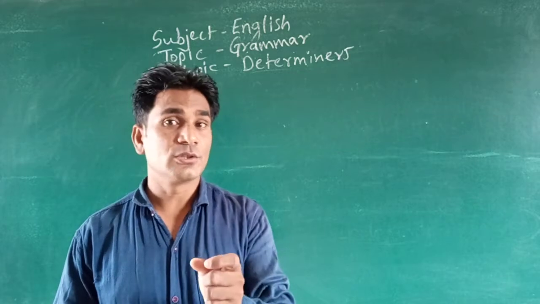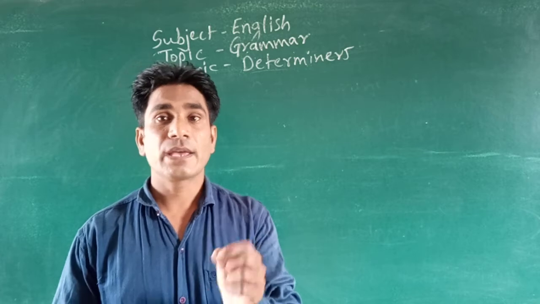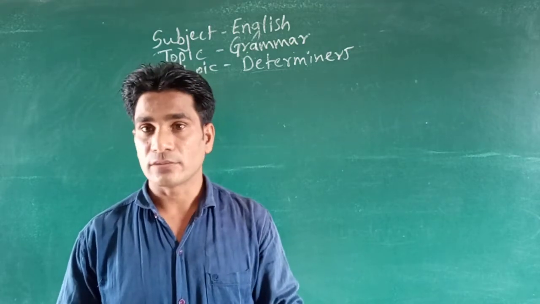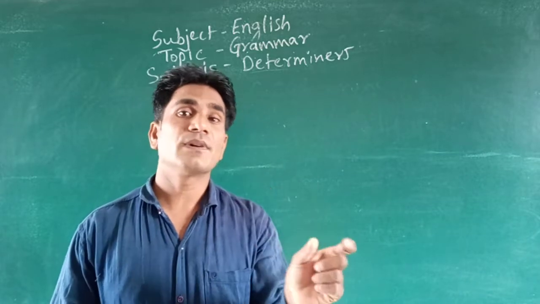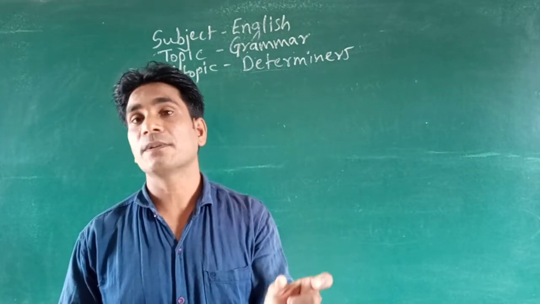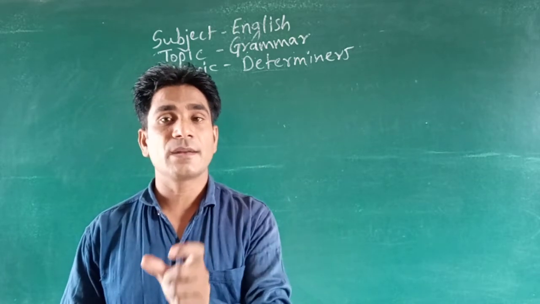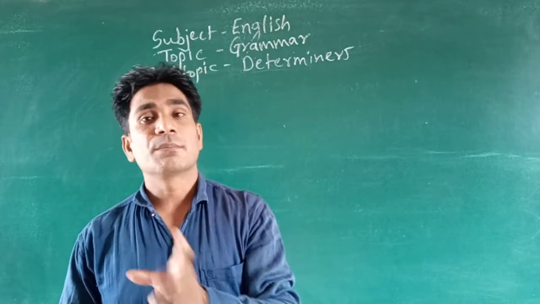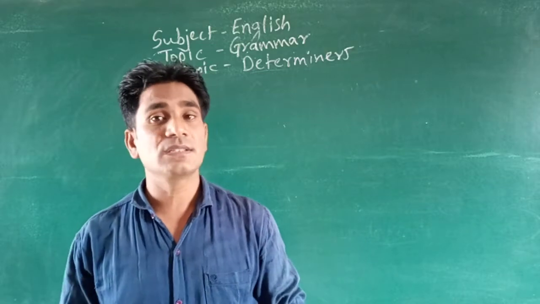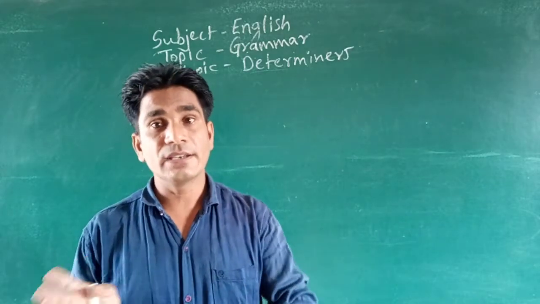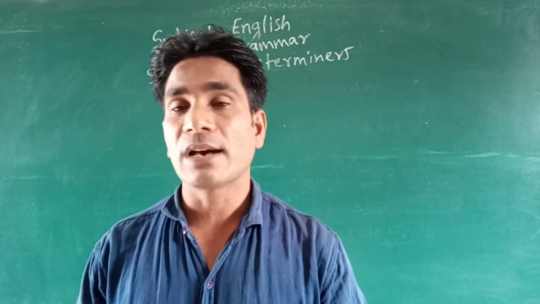As we have seen in some examples: a pen is mightier than the sword. Look at there, a pen, with the use of a. The determiner a determines or fixes that noun, pen. Then is mightier than the sword, again a noun, and before it the is there.